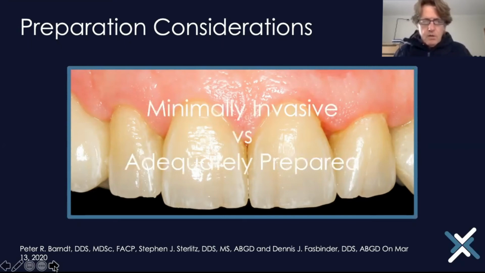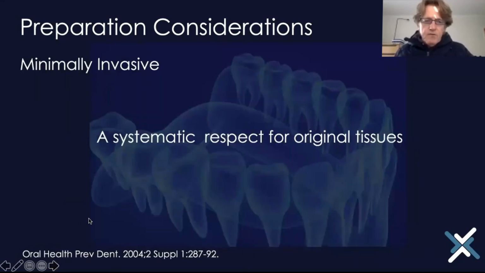Okay. So one of the considerations, and this is one of the bugbears of my life, is minimally invasive versus adequately prepared. So we get this minimally invasive thing forced down our throats. But in the end, do we prepare properly in order to give the patient longevity and a good result for the restorations that we are actually charging them for? So let's go and look at a definition for minimally invasive. A systematic respect for original tissues. In other words, that doesn't mean don't prepare.